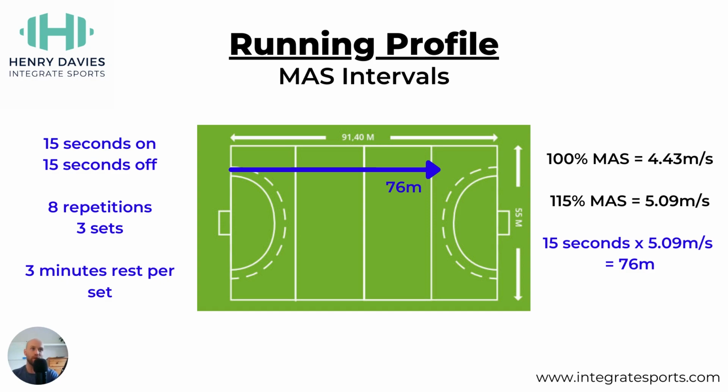So if we're doing 15 on, 15 off, this individual would need to hit 76 meters, which, for the sake of simplicity, we'll call 3/4 of a pitch length. It's slightly more than that, but around that ballpark in the 15-second period before resting for 15 seconds and repeating again. So we could do, on the left-hand side there, 8 repetitions of this. So 15 on, run 15 seconds, achieve 76 meters, rest 15, run back in the opposite direction, do the same, and continue to do that for the repetitions before resting for 3 minutes and then hitting the next block of work, for 3 sets in total.